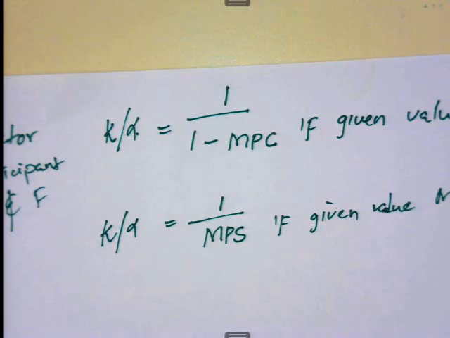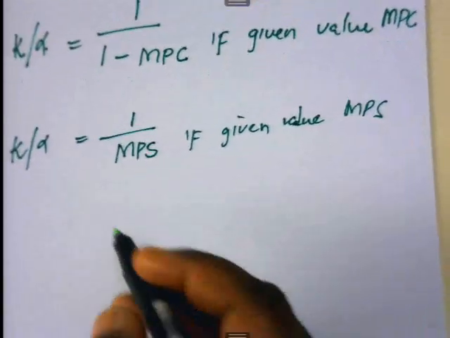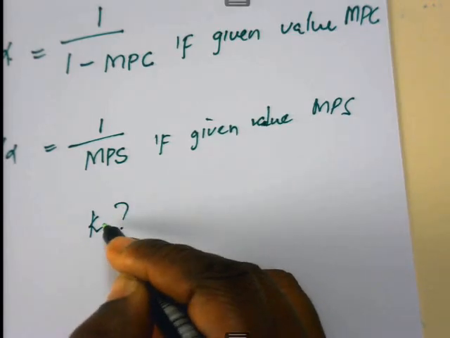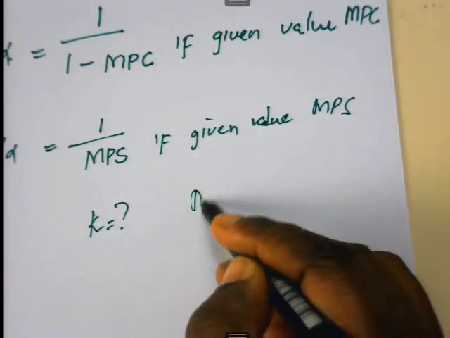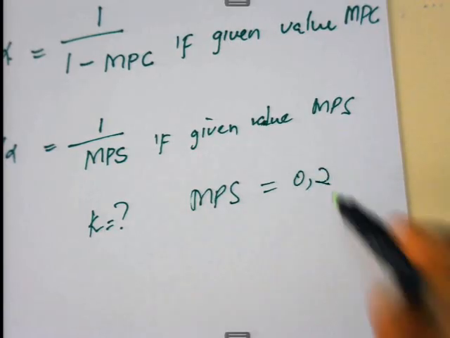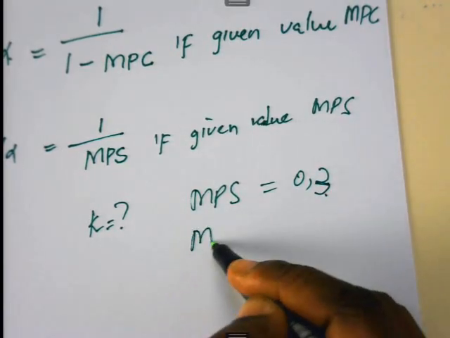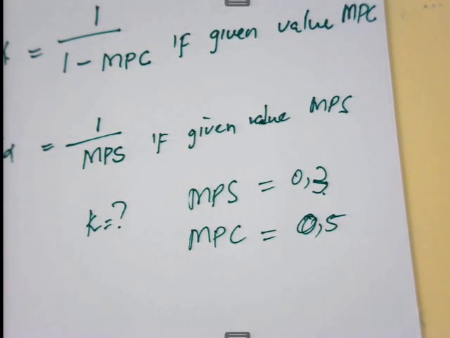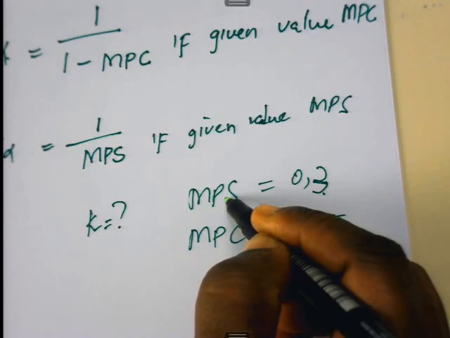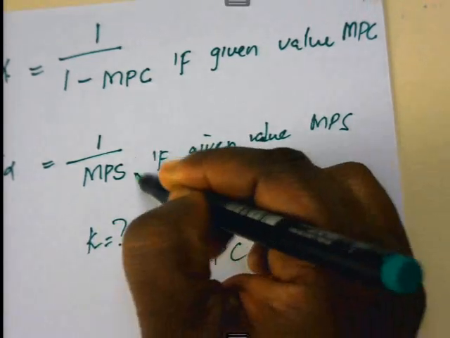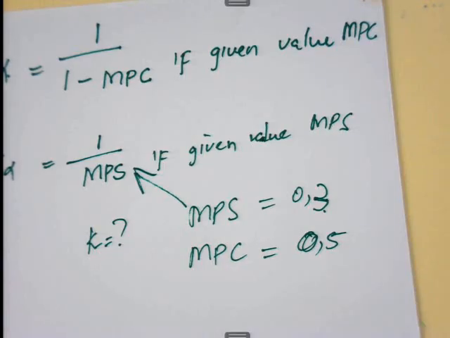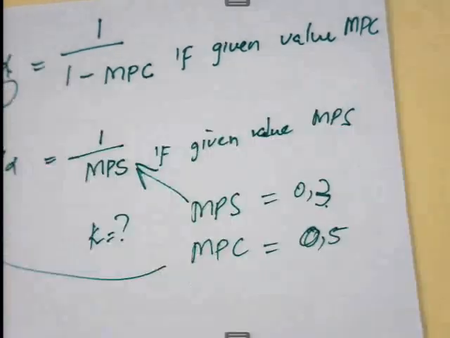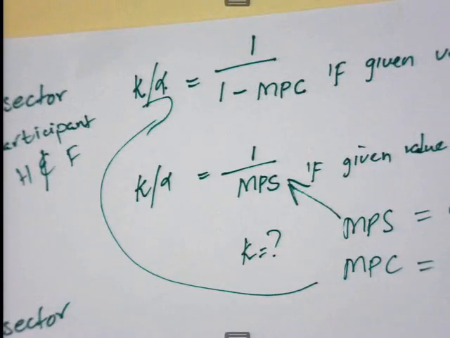Let's make some examples here. Let's say you are requested to calculate the value of K, and you are given MPS 0.2, let me make it 0.3, and MPC 0.5. Which formulas are we going to use in these two questions? We have the value of MPS, so we use this formula. We're just going to substitute 0.3 there. And then for the second one, we have the value of MPC, so we're going to use the first formula.